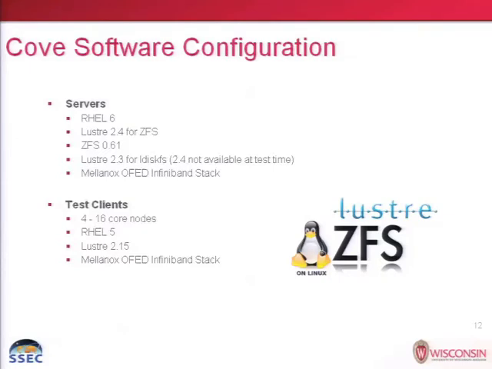On our servers, we had Red Hat 6 and Lustre 2.4 for ZFS. With the 2.4.0 release, we pretty much loaded it up as soon as it was released. ZFS has gone to 0.6.2 since then also. For our LDiskFS tests, which we ran, and you'll see some of them, but not for all of it, because the configuration is not quite possible to make exactly the same. But for that, we ran it on Lustre 2.3 because 2.4 wasn't out. These are all built with the OFED Mellanox stack.